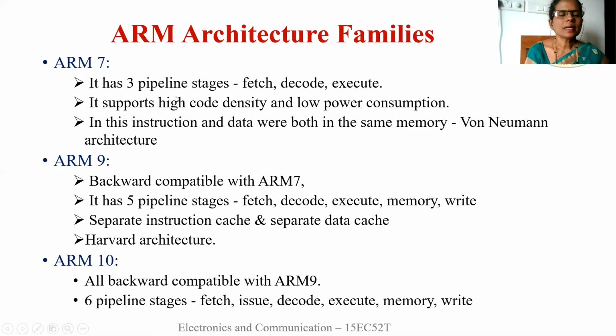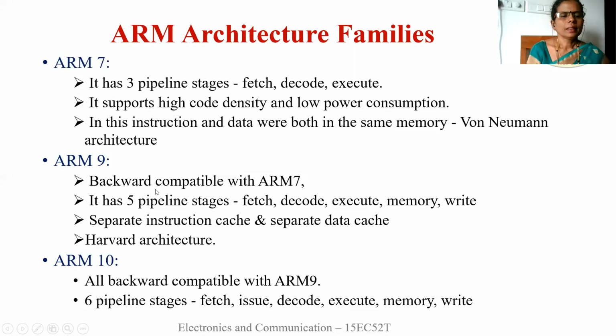How many stages are there in ARM7? Fetch, decode, execute. It supports high code density and low power consumption. In the ARM processor, we are going to use this version, ARM7. We already know what high code density and low power consumption are. In ARM7, instructions and data are both in the same memory, so ARM7 uses von Neumann architecture. What is von Neumann architecture? Both data and instructions are available in the same memory.